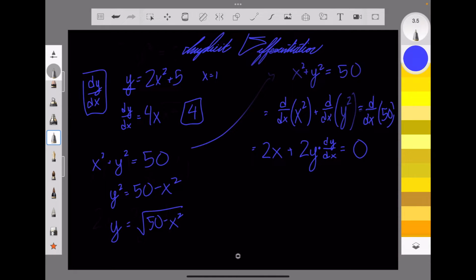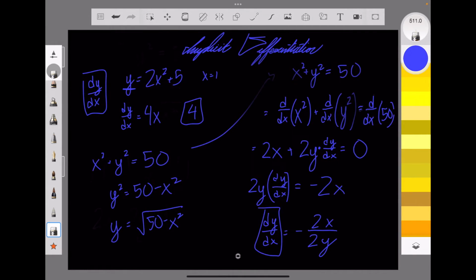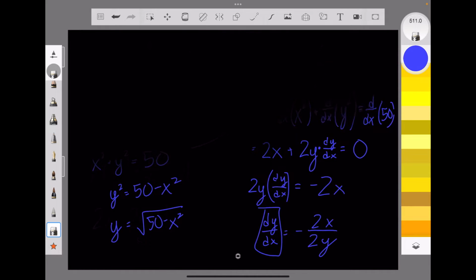So now what we need to do is solve for dy dx. I'm just going to do that by moving 2x to this side. And this is 2y times dy dx, so I can just divide both sides by 2y. And that gives us negative 2x over 2y. Nice and simple, right? Okay, let's take a look at some more examples.